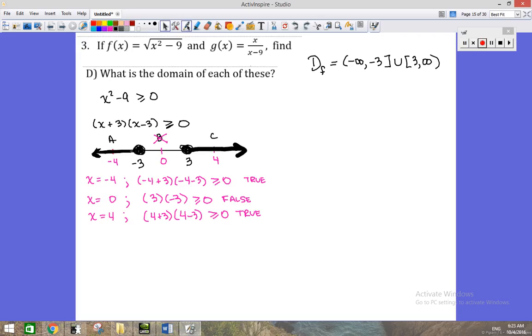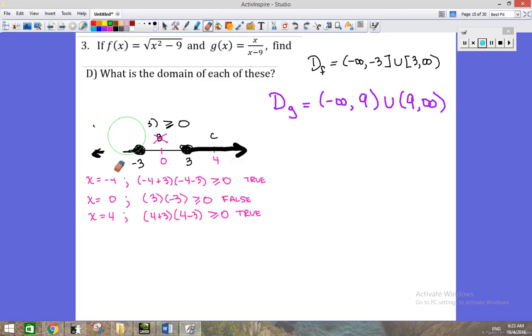Now, let's find the domain for g. It's a little bit easier. We can look by inspection. There is no radical. There is a variable in the denominator, and 9 minus 9 causes division by 0, so we want to throw out the number 9. So from -infinity to 9 union 9 to +infinity.